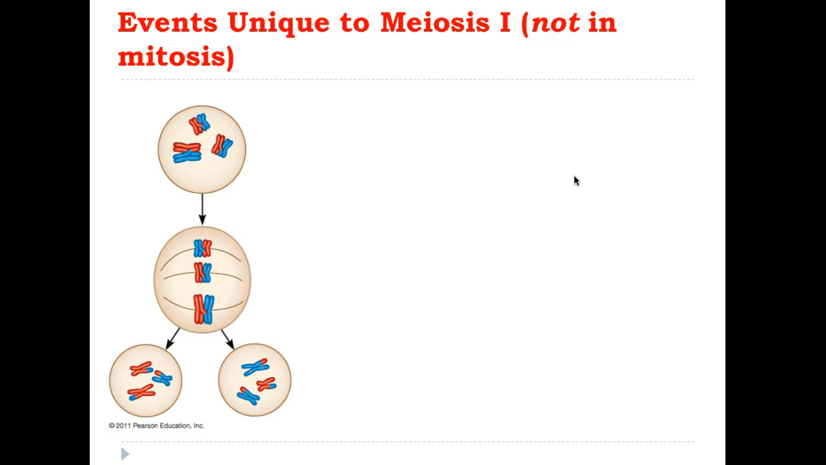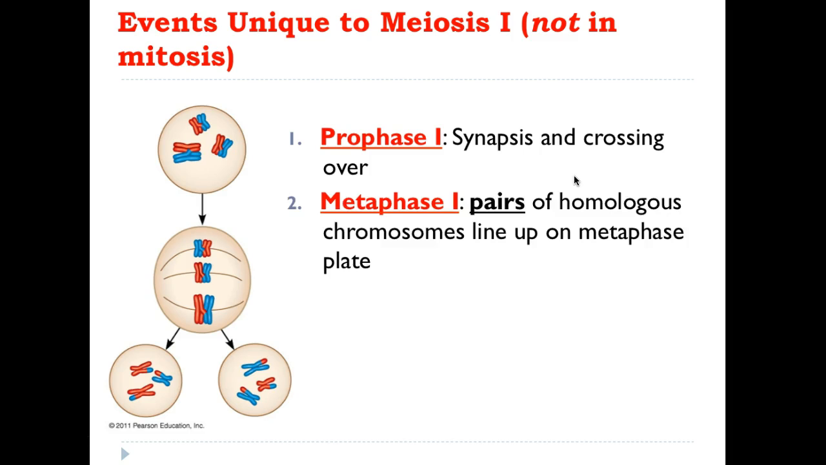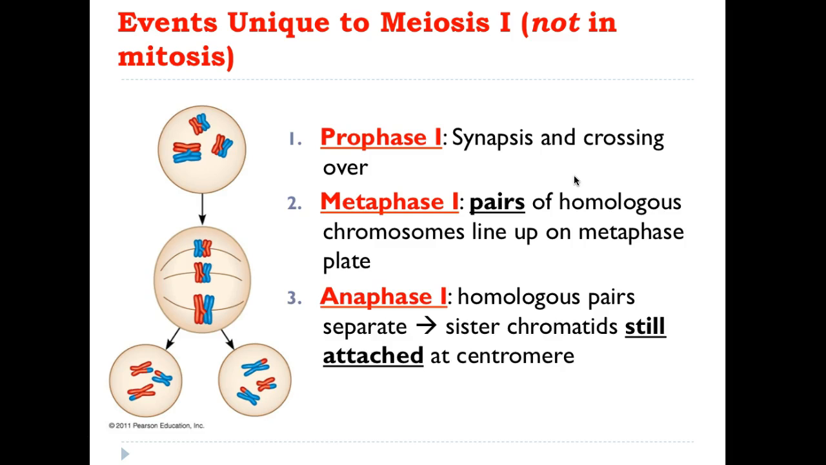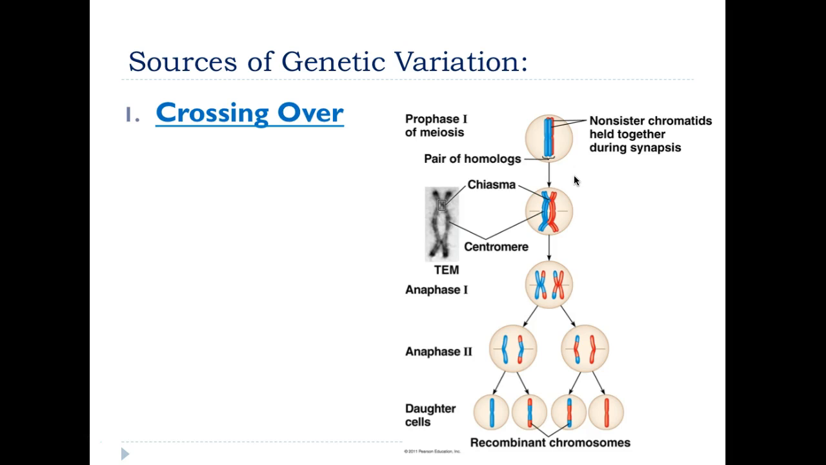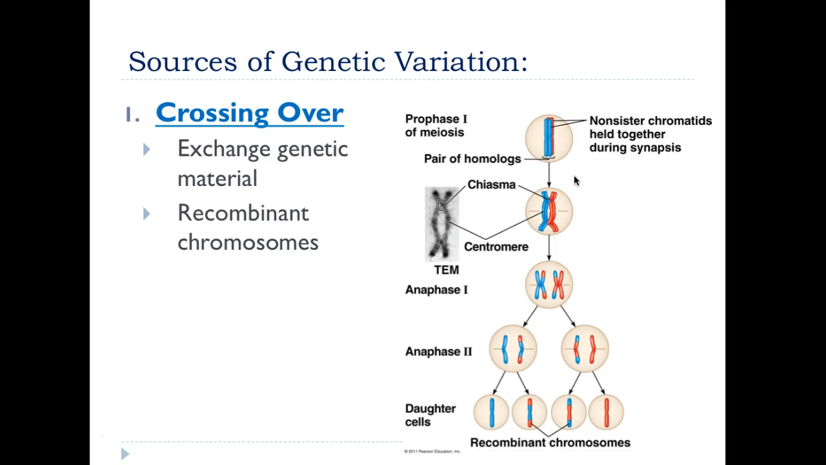So, events unique to meiosis 1 that are not in mitosis. Prophase 1, you have the synapsis formation and crossing over at the chiasmata. In metaphase 1, the pairs of homologous chromosomes are going to line up on the metaphase plate. In anaphase 1, homologous chromosome pairs separate, but the sister chromatids are still attached at the centromere. So the source of genetic variation is ultimately in prophase 1 during crossing over. In crossing over, you're going to have exchange of genetic material. This is ultimately going to result in what we call recombinant chromosomes.